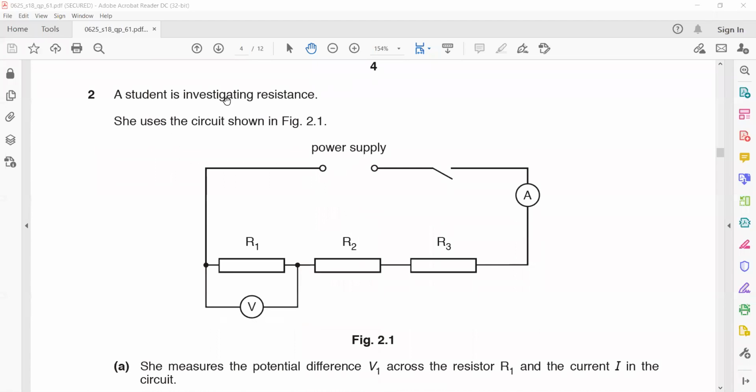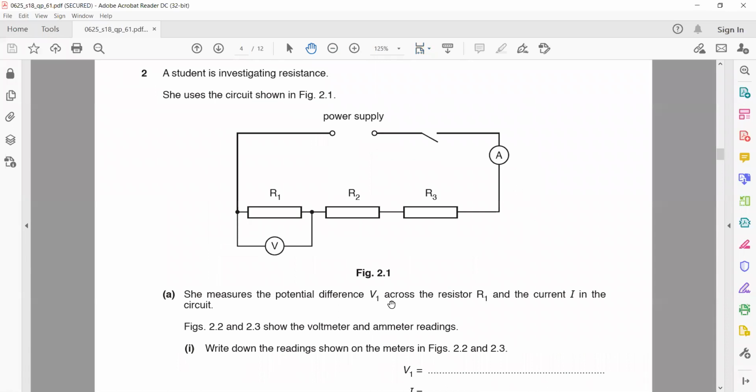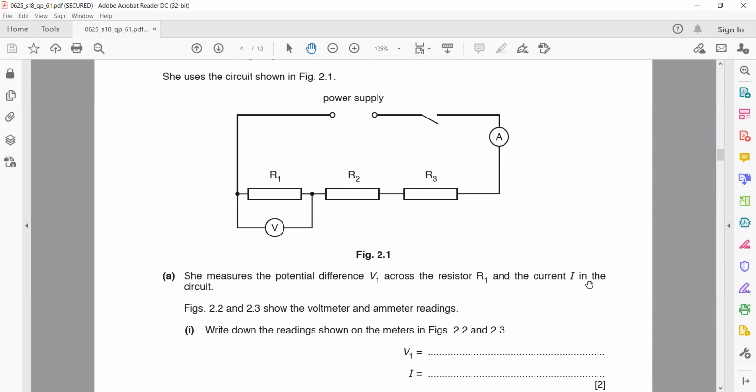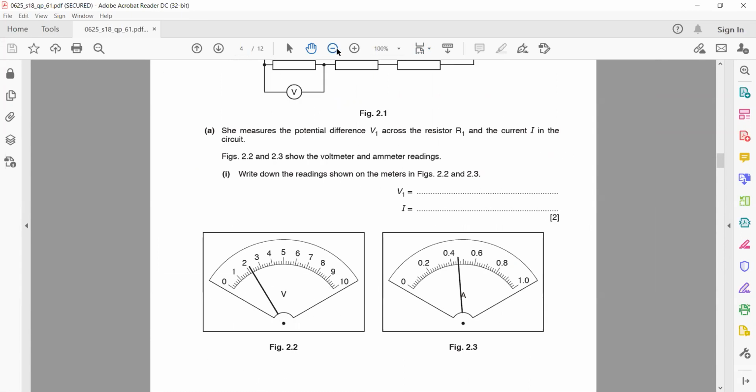The second question, a student, yeah, that's right. In the beginning, the box should be stationary. A student is investigating the resistance. She uses the circuit shown in figure 2.1. She measures the potential V1 across R1 and the current in the circuit. Figure 2.2 and 2.3 show the voltmeter and ammeter readings. Write down the reading of the voltmeter and ammeter.